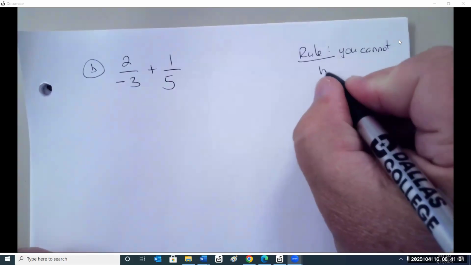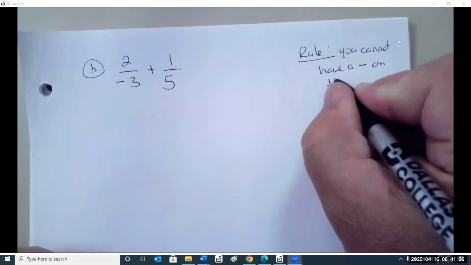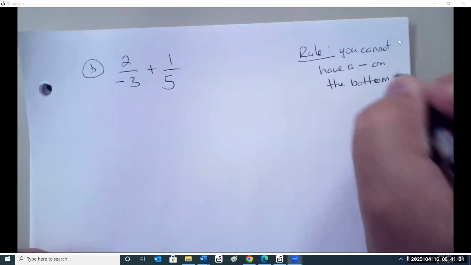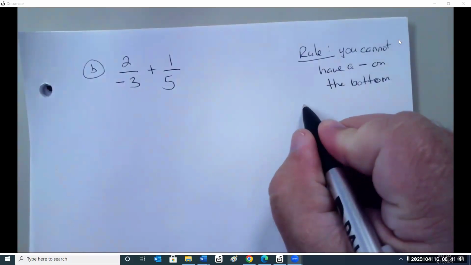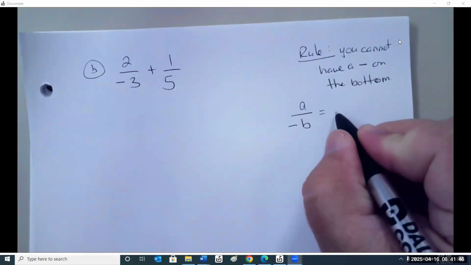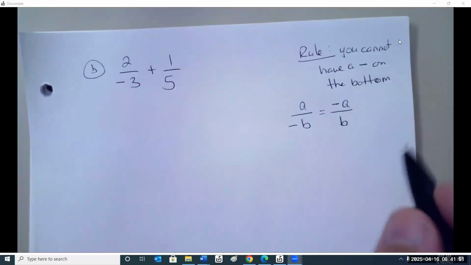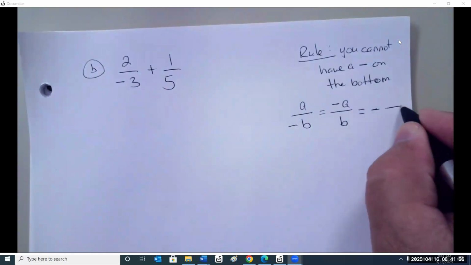You cannot have a negative on the bottom. And I'll show you the reason why in a second. If you have a negative on the bottom, that's the same as moving it to the very top, or moving it out in front.